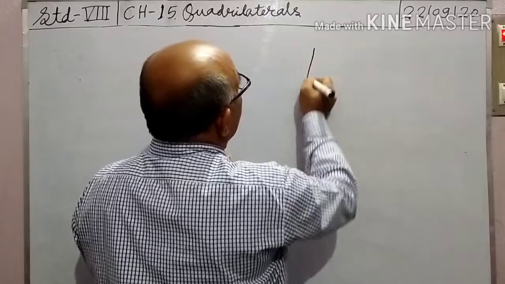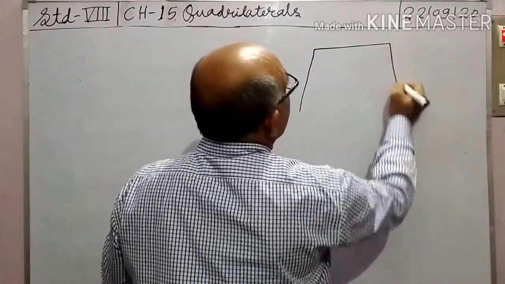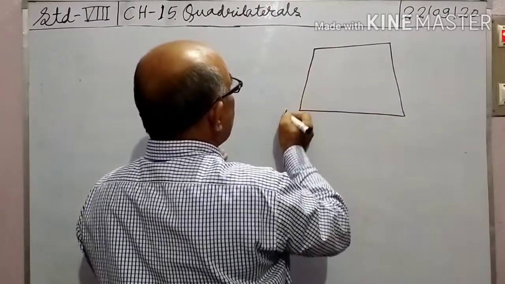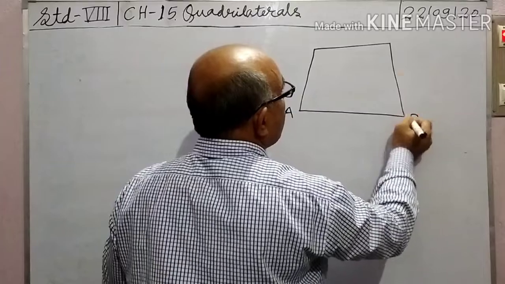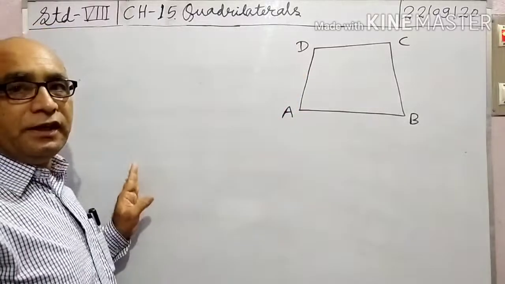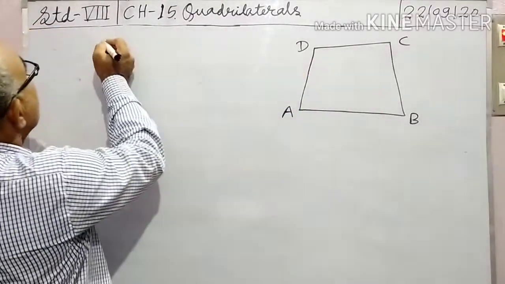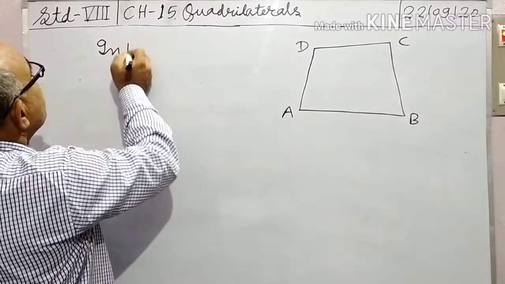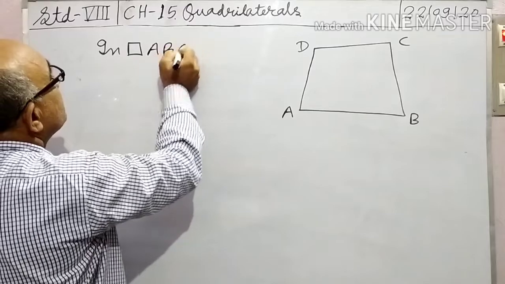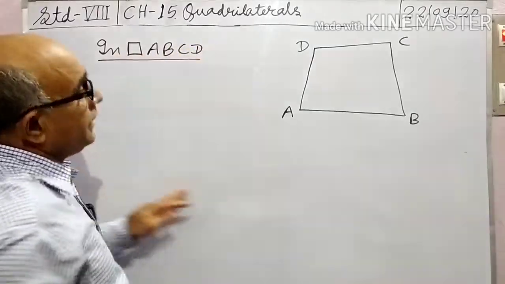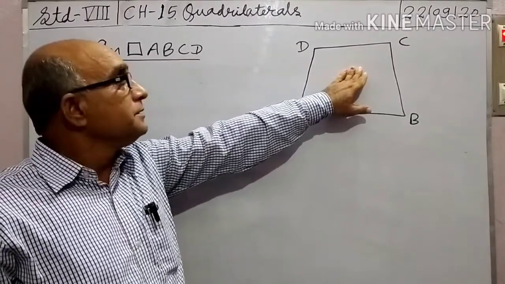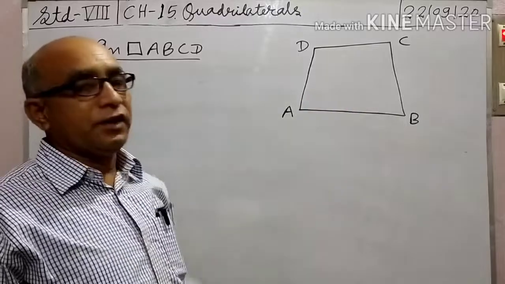The figure of a quadrilateral is A, B, C, D. Let ABCD be a quadrilateral. A closed figure which is made up of four line segments is called a quadrilateral.